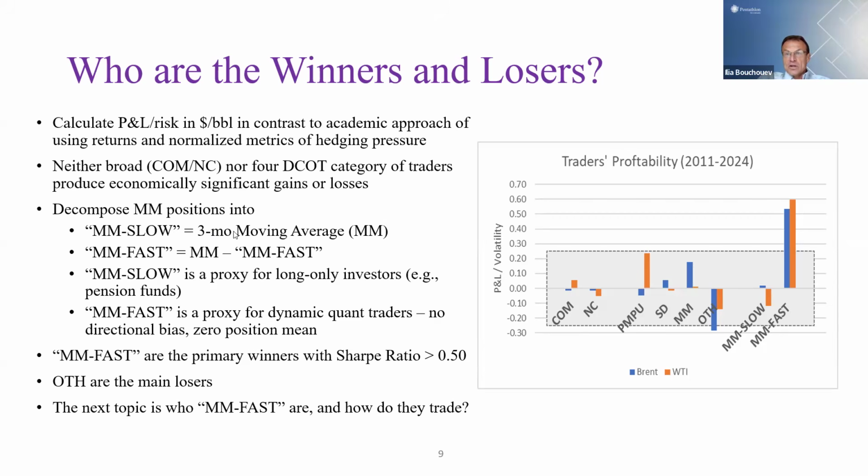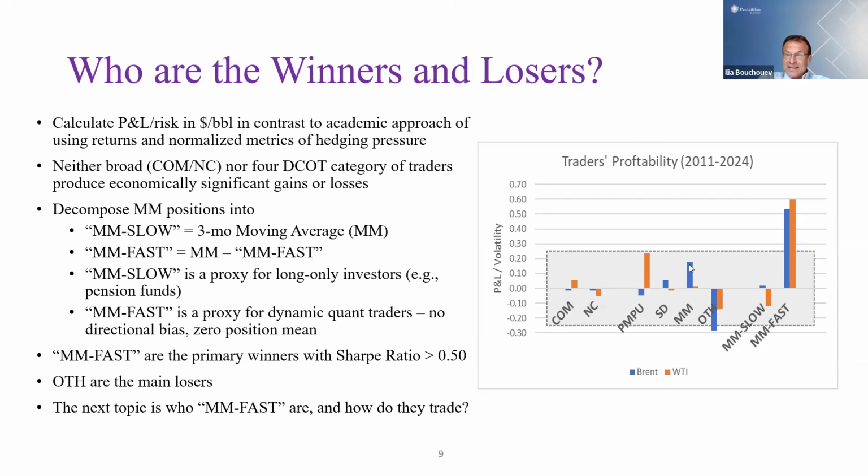bias by using the longer-term moving average. In fact, it's quite correlated to simply long positions. And this MM slow is also not making or losing any money. Then MM fast would be the residual. It's the residual between the total position, removing the long component out of it. So this MM fast are dynamic quant traders, mostly quants, I'm not saying all quants, dynamic smart traders who are basically trying to capture this dynamically changing hedging disequilibrium. So that's my proxy for smart money.